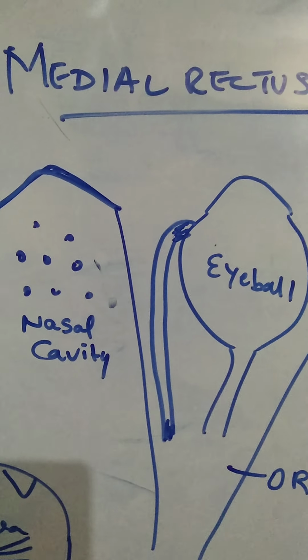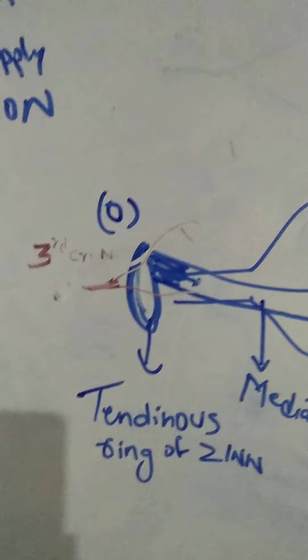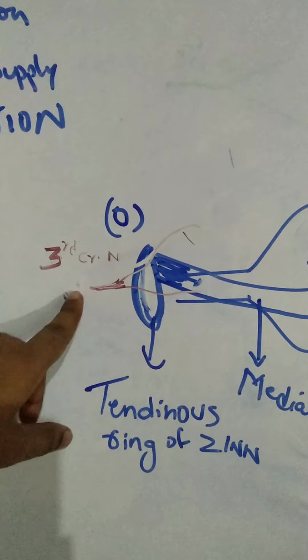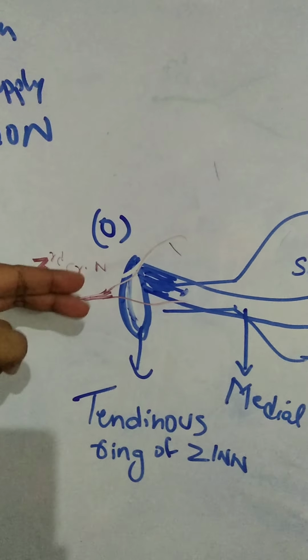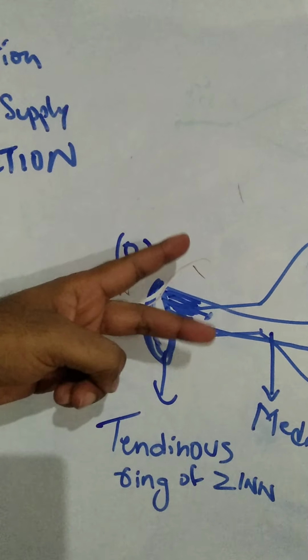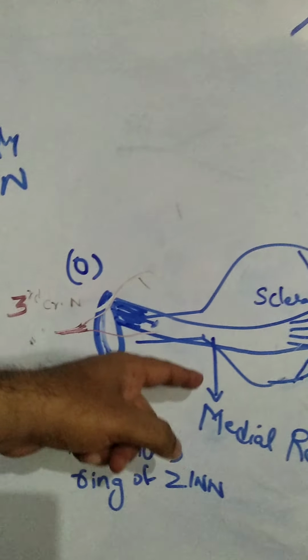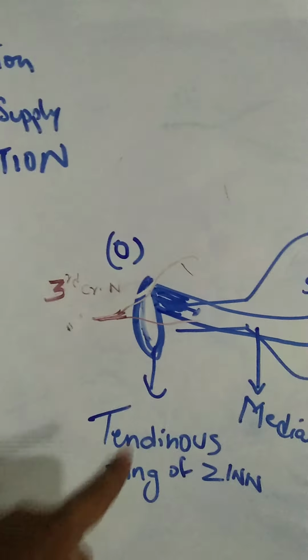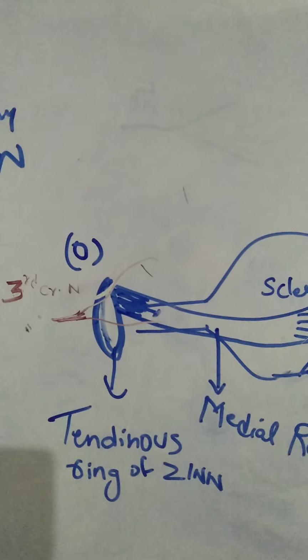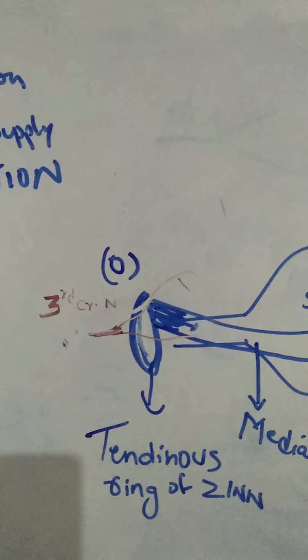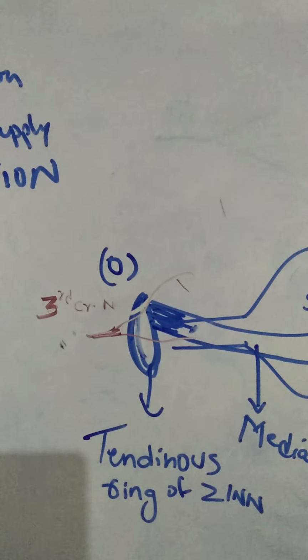Coming to the nerve supply and action. The nerve supply of this is by the third cranial nerve or the oculomotor nerve. It will have two divisions, the superior and inferior division. The inferior division supplies the medial rectus. So it is by the third cranial nerve or oculomotor nerve. That is the nerve supply of medial rectus.